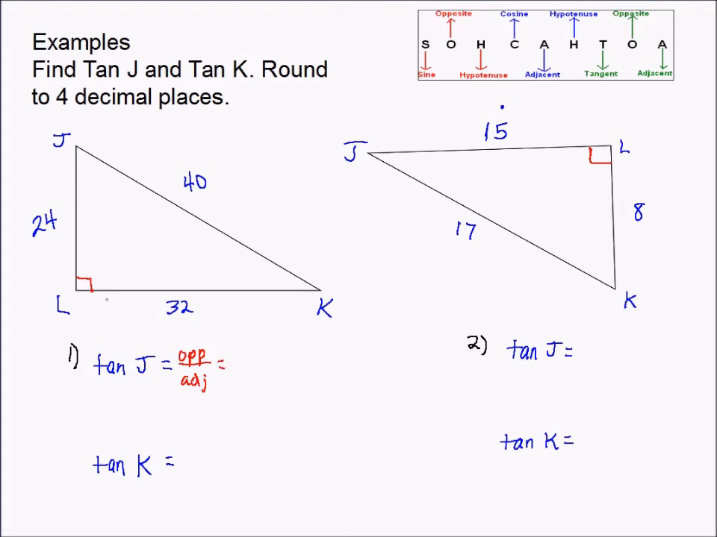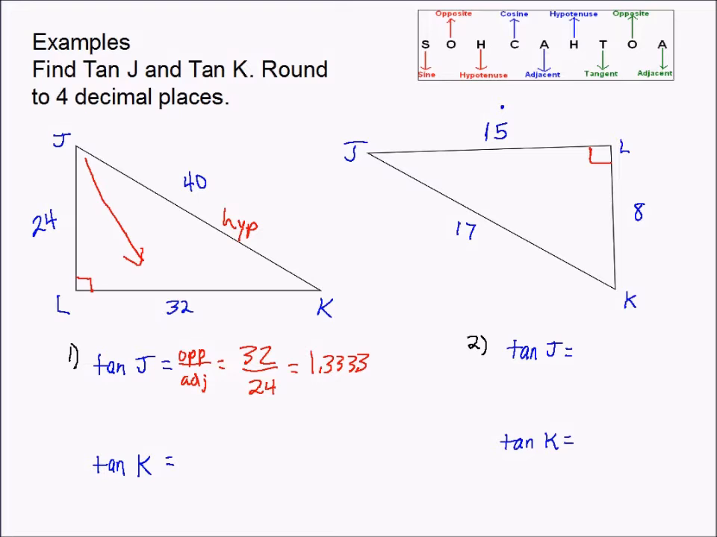The opposite of angle J is going to be 32. The adjacent, the side right next to, is 24, because I know that this is the hypotenuse and we're not asking for the hypotenuse. And then 32 divided by 24 is going to be 1.3333.